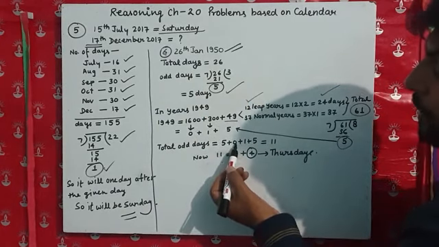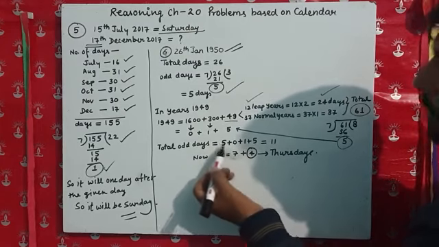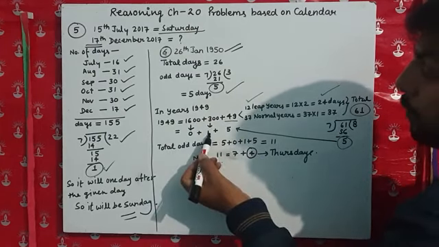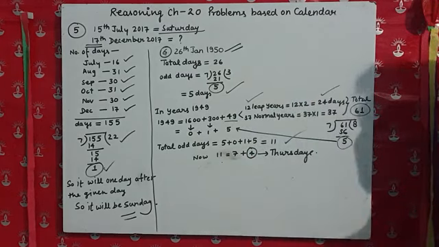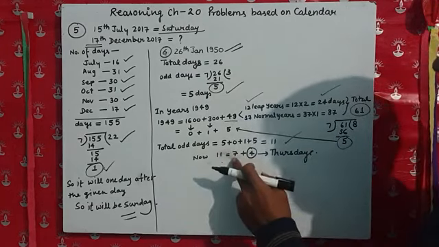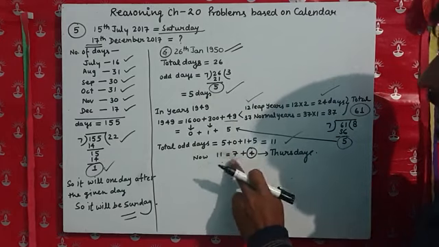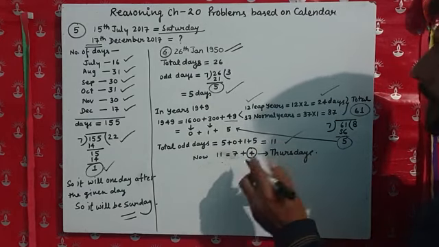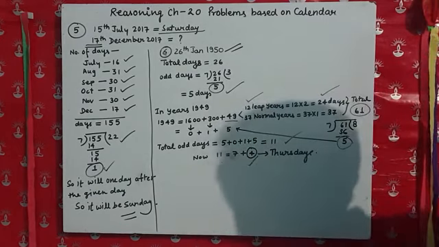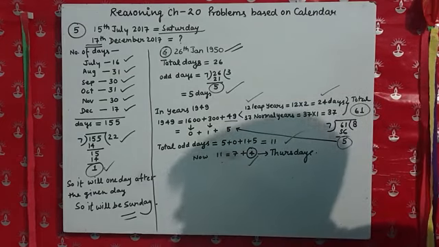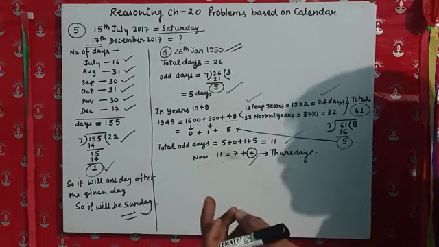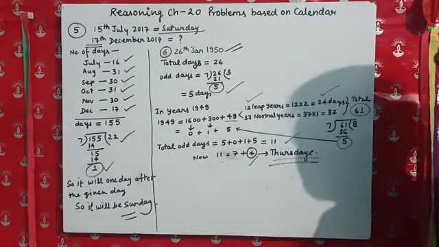So total 5 plus 0 plus 1 plus 5. 5 this one, and 0 plus 1 plus 5 this one is written. So total number of days 11. Again it is greater than 7, so we will break it: 7 plus 4. That means if we divide by 7, we will get the remainder 4. I told you, 1 means Monday, 2 means Tuesday, 3 means Wednesday, 4 means Thursday. So the answer will be Thursday.